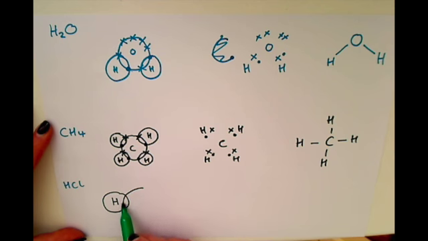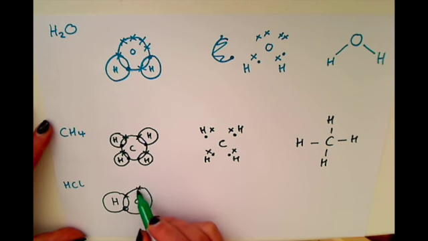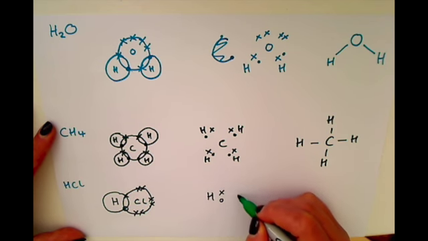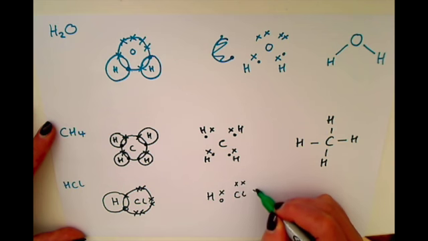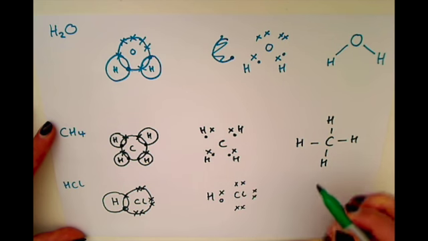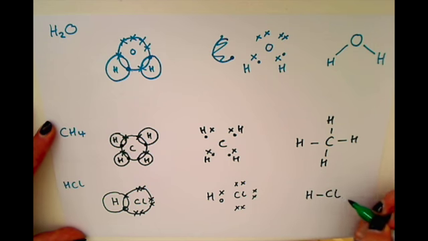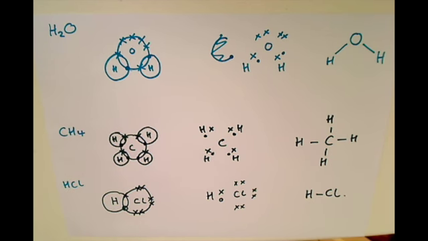bonded to one chlorine, and chlorine needs 7 electrons in total, so we've used one there, so I'll put the other 6 in, and with this one that it shares with hydrogen, that would make an outer shell of 8. Without the rings, this is how we draw the diagram, and finally in the simple form with the lines representing a covalent bond, this is how we would draw hydrogen chloride.